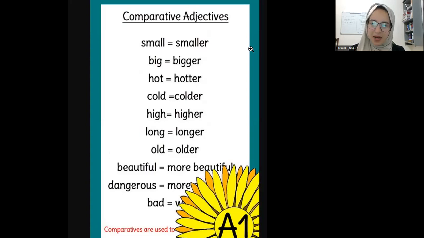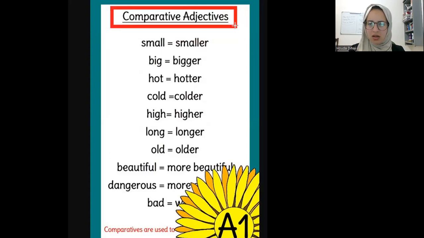Okay, today we're going to cover another grammar lesson. It's about the comparative adjectives, or comparative form. Why is this lesson very important? Because you will learn how to compare between two things. You will learn how to compare between a small thing and a big thing, a tall thing and a short thing, something that is expensive with a cheap thing.